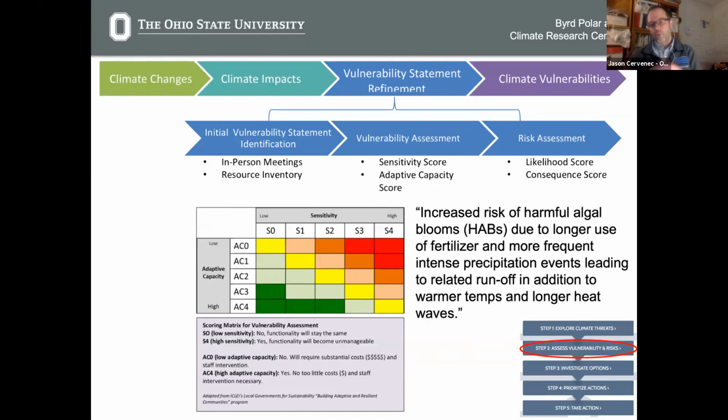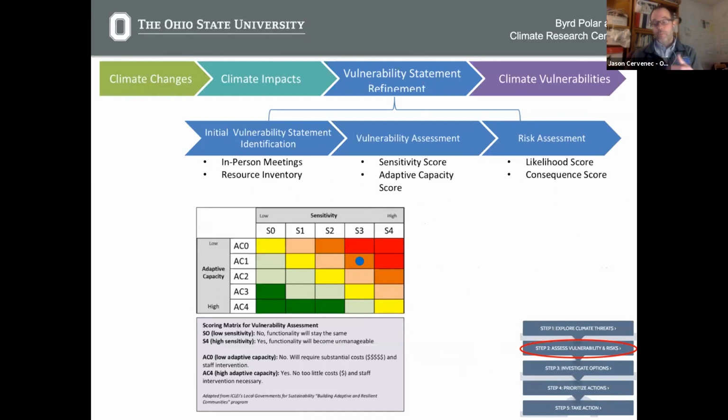Now, an example of one, harmful algal blooms are a concern in central Ohio and throughout the state. So we asked our experts, where would this fall on the matrix if we went and plotted it? So it's something which we're relatively sensitive to, and we don't tend to have a lot of adaptive capacity on the ground right now. So one of the things that kind of fell to the top of our prioritized list was our response to harmful algal blooms and being able to provide fresh drinking water for people.